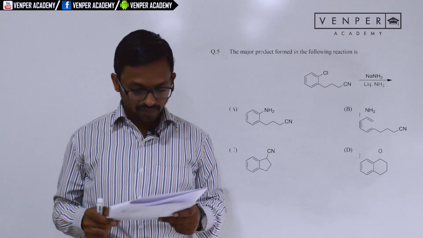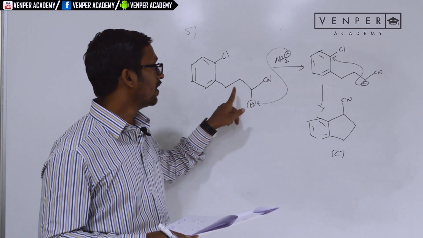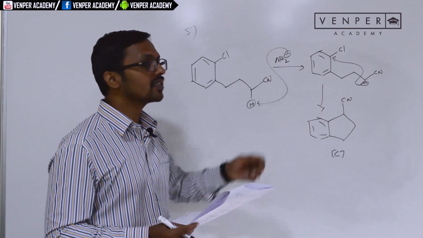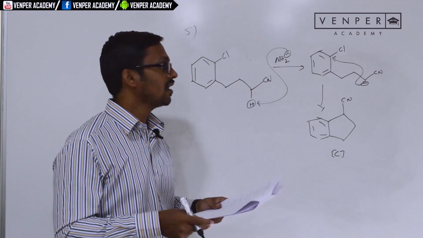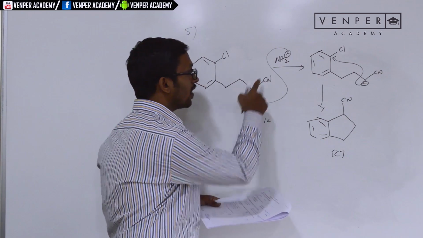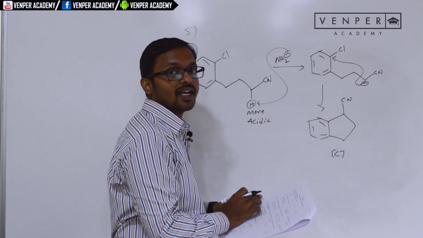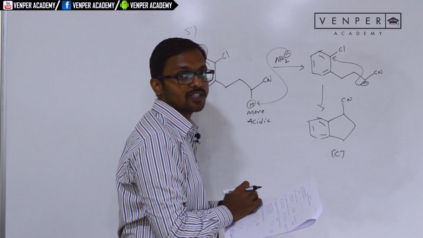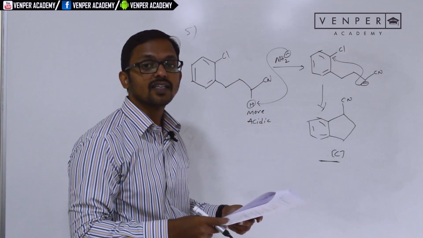Question number 5. The major product formed in the following reaction is. Here this is the given compound. When it is reacting with NH2 minus, that means NaNH2, that is given in the question. This reagent, that means this base, can take the proton which is more acidic. Here this hydrogen is more acidic. So, this base can take the hydrogen from here, as a result we will get a carbanion, and this carbanion can attack here, as a result a nucleophilic substitution reaction takes place. So, in the final product we are getting this one. In the given 4 options, option C is the correct answer.